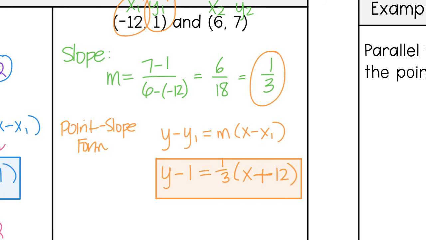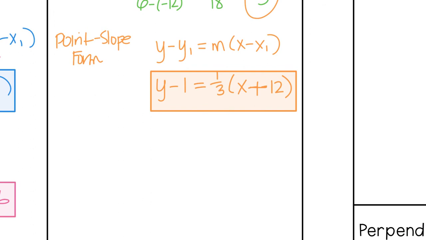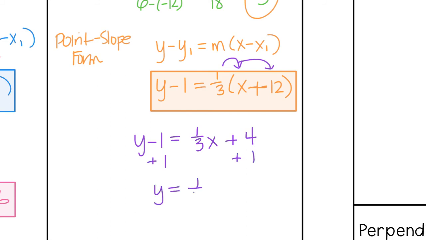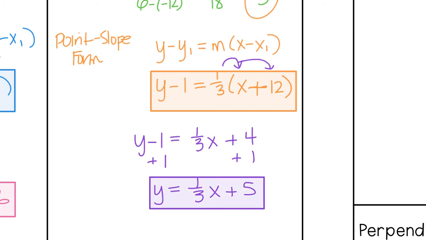Okay, next we want to move on to slope intercept form. So we're going to start off first by multiplying that fraction in. So y minus 1 equals 1/3 x. And then 1/3 times 12, you can put this in the calculator, or you can think of it as 12 divided by 3, and that gives us 4. Okay, now the 1 over here, I want to move it over, so we're going to do the opposite operation and we're going to add. So now we have y equals 1/3 x plus 5, and that right there is slope intercept form, the one that's y equals mx plus b.